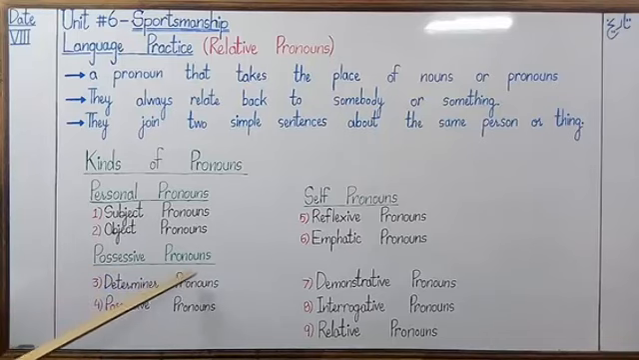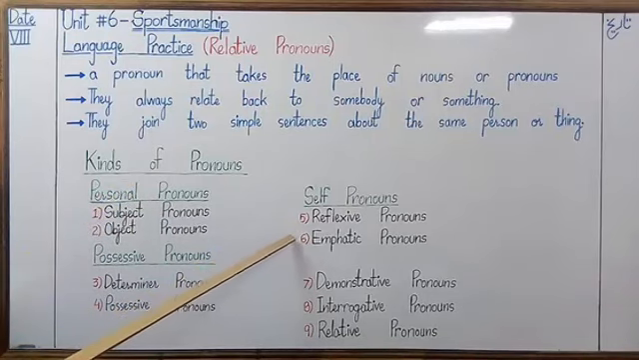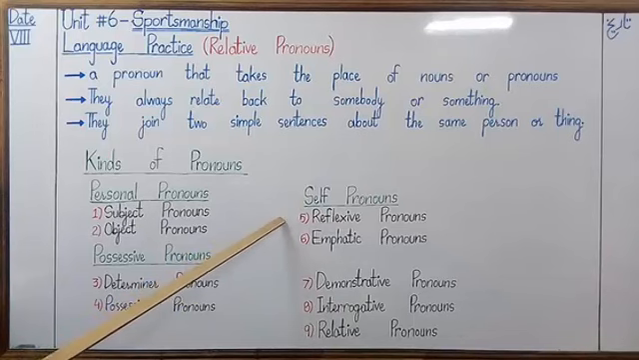And then possessive pronouns, determinant pronouns and possessive pronouns. These 2 pronouns are called possessive pronouns. These 2 pronouns are called personal pronouns. So 4 different kinds of pronouns here. And then these 2 kinds of pronouns are called self pronouns, reflexive pronoun and emphatic pronoun: myself, yourself, herself, themselves, etc.